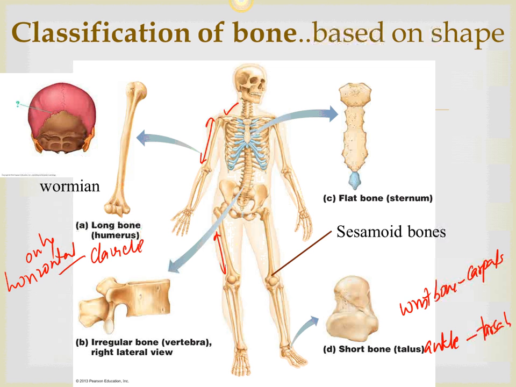Sometimes you have bones which are in between. They look long, but they're not really very long, so they're kind of short. So you have an intermediate classification which is known as long short bones.